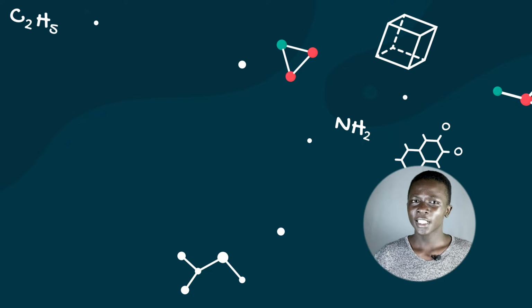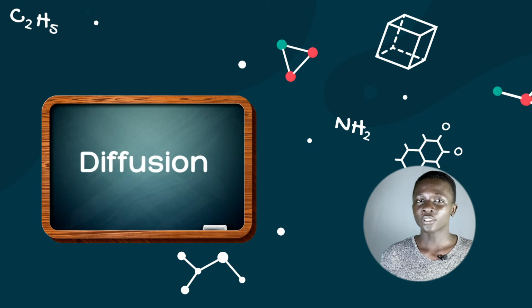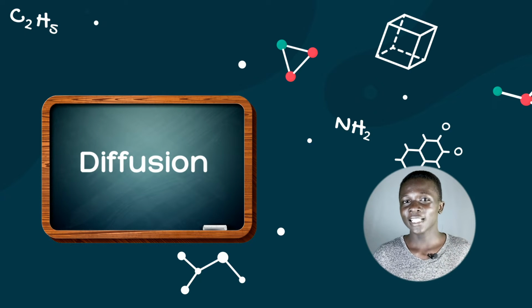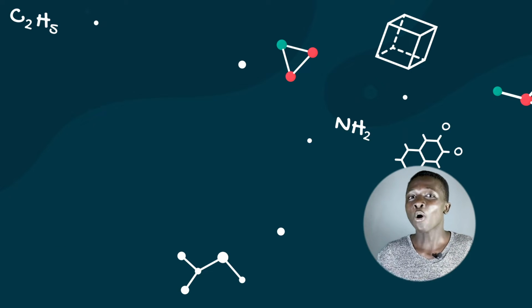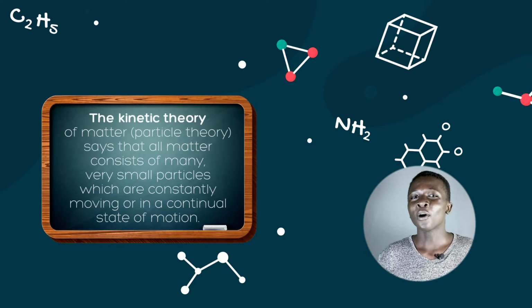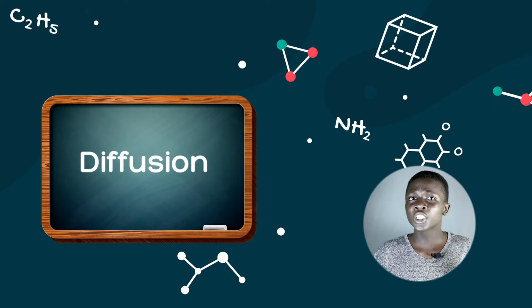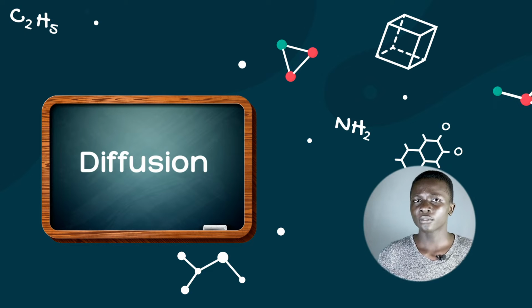Hi everyone, let's now understand diffusion. Now, the kinetic theory of matter states that all matter is made up of very small particles which are constantly moving or in a continuous state of motion. The degree to which a particle moves is determined by the amount of energy they have and their relationship to other particles. It can be observed by diffusion.